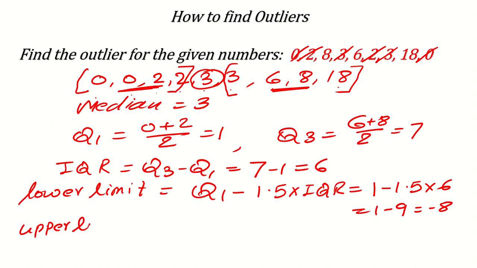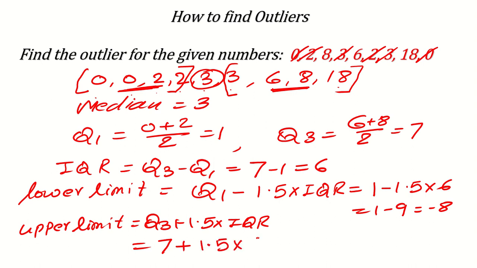Upper limit is Q3 plus 1.5 times of interquartile range, means Q3 was 7 plus 1.5 times of 6 interquartile range. So 7 plus 9 is 16. So lower limit should be minus 8, means any number before minus 8 will be outlier, and any number after 16 will also be an outlier.